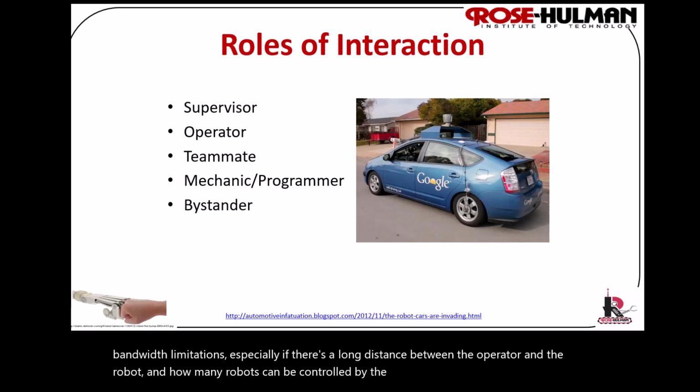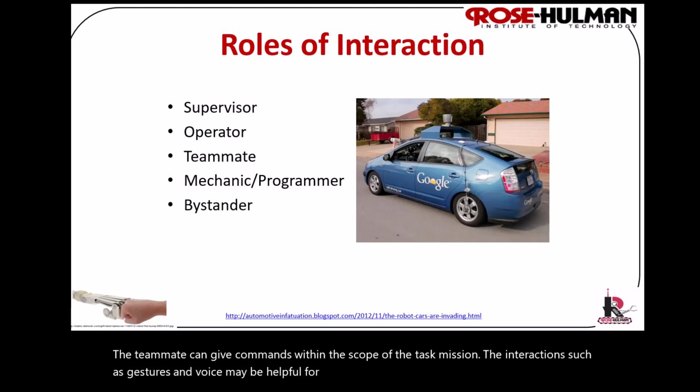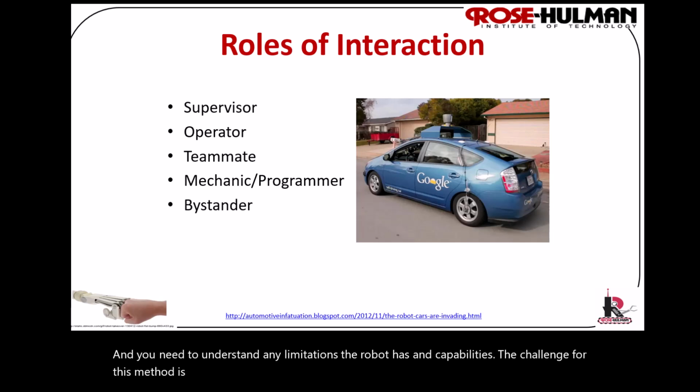The next level is teammate, where the robot is seen as a member of the team. The teammate can give commands within the scope of the task or mission. Interactions such as gestures and voice may be helpful for the teammate, and you need to understand any limitations and capabilities the robot has. The challenge for this method is whether the robot understands the same interaction vocabulary as other team members, and if not, that could be a challenge.